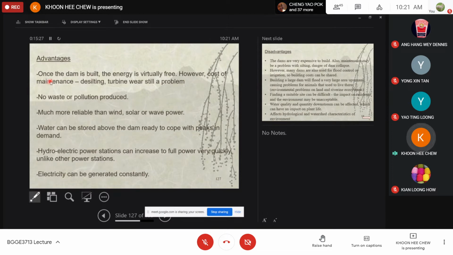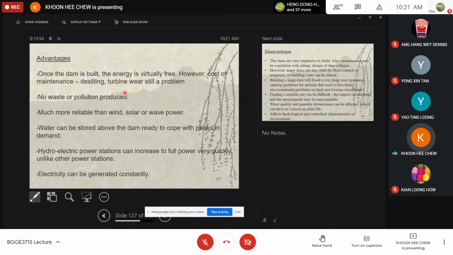Next, once the dam is built, the energy is virtually free. After the dam is built, all your construction cost is done already. Then the energy is virtually free because you are using water. However, the cost of maintenance, silting, and turbine wear is still a problem, so you still need to have a cost for maintenance. And there is no waste or pollution produced by hydroelectricity.